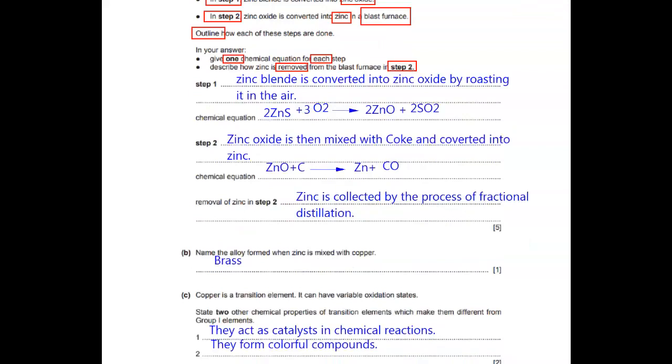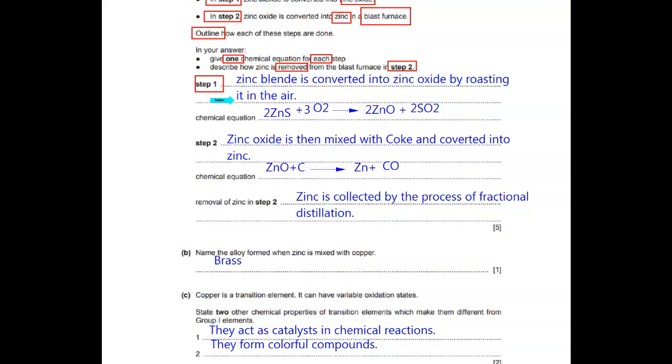So step one, let's move back to the question here. They say that in step one, zinc blend is converted into zinc oxide. In step one, you have to give a brief outline first of how zinc blend is converted into zinc oxide. Zinc blend is converted into zinc oxide by roasting it in the air. The particular word that you have to use here is roasting.